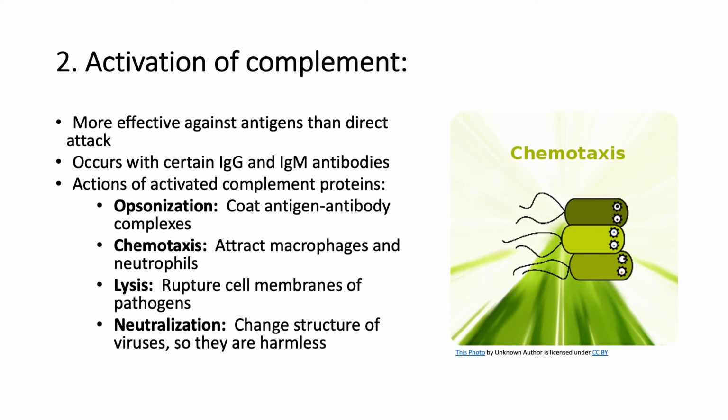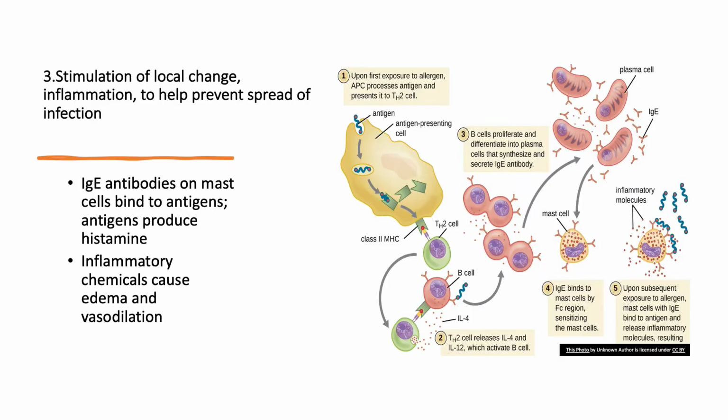We call this chemotaxis. They agglutinate antigen-bearing cells and rupture cell membranes. We call this lysis, rupturing the cell membranes of foreign cells, and they neutralize the viruses by altering their molecular structure, making them harmless. We call this neutralization. Okay, let's do the next one.